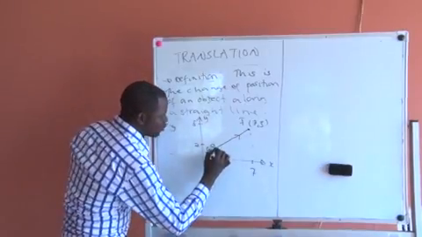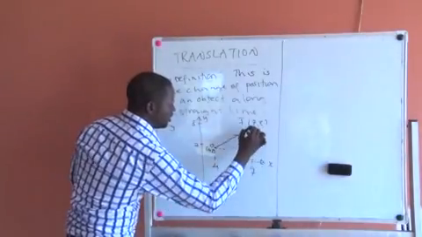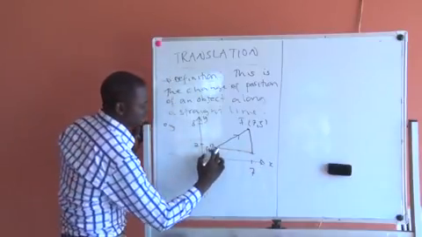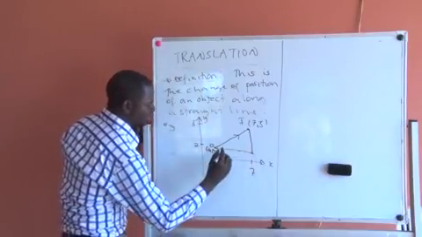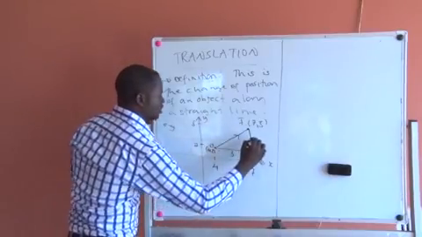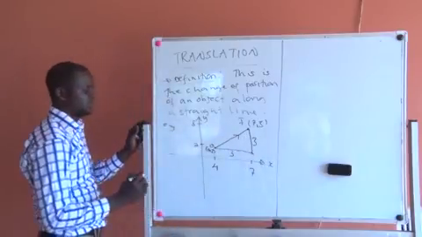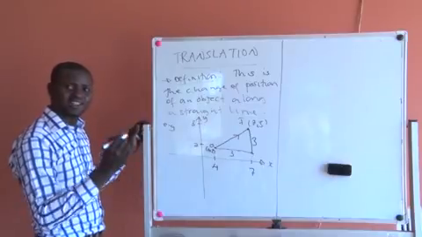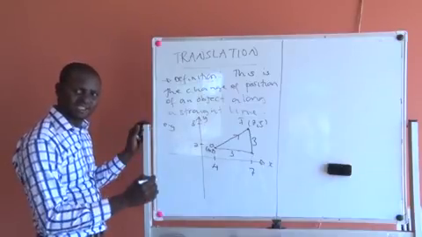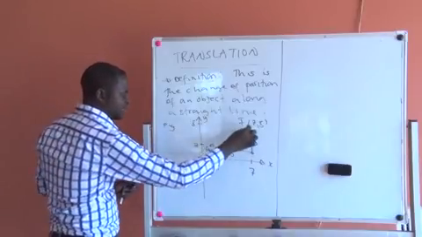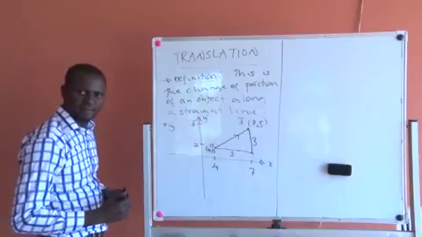Now, if you join these points, they'll form something like a triangle. So you can see this is the change in x, which is 7 minus 4, which gives us 3. This is the change in y, which is 5 minus 2, which also gives us 3. So the change in x and the change in y is called the translation matrix. Meaning, you cannot translate this object to that image without the translation matrix.